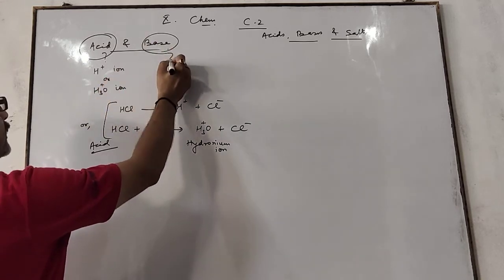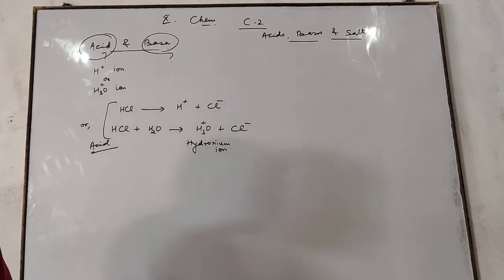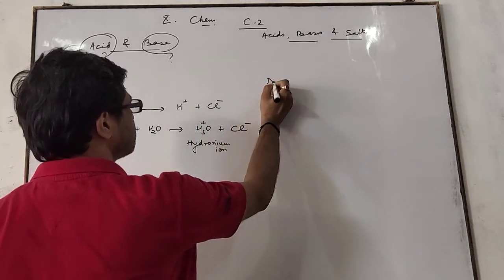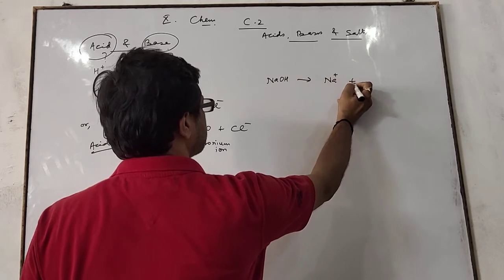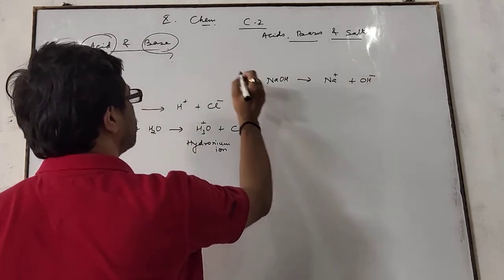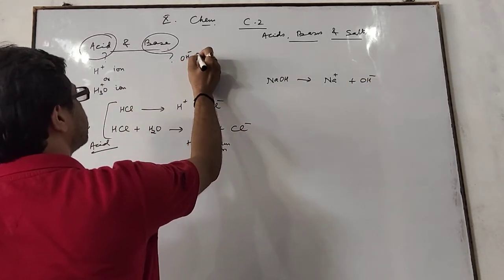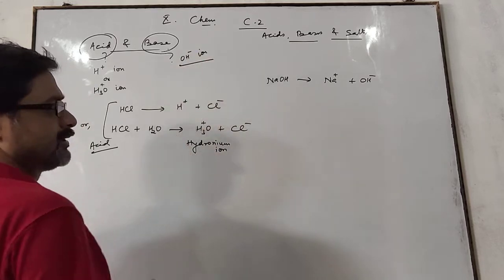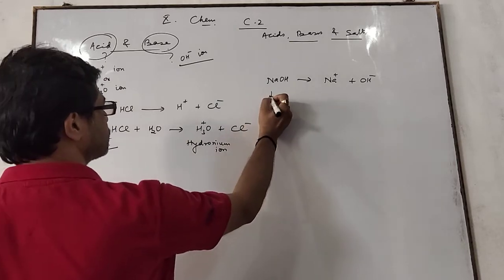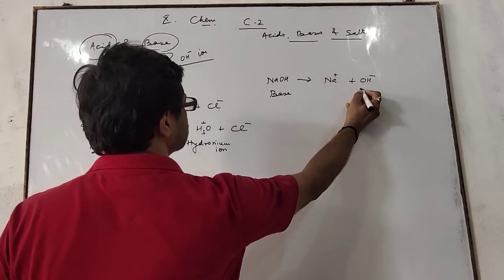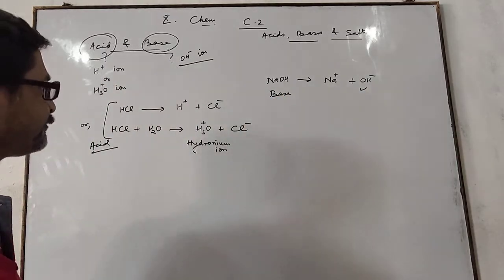Now come to what are bases. What is a base? A base is a compound which gives OH minus ions. Those compounds which give OH minus ions in water are called bases. NaOH is a base because it gives OH minus.